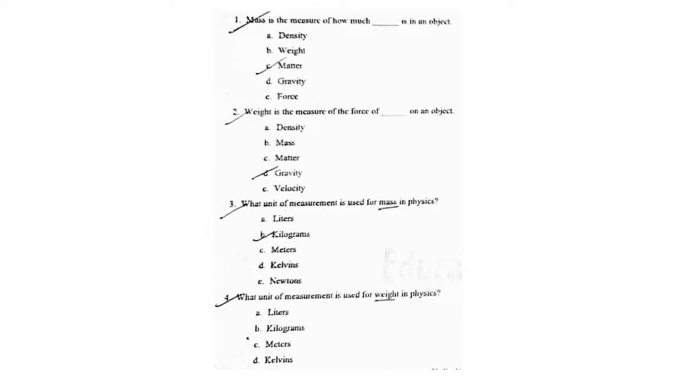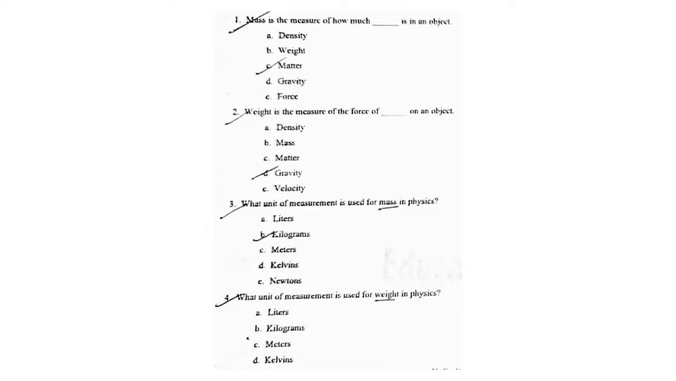Weight is basically a force, mass is basically mass, right? Weight is a measure of the force with which gravity acts on the body. So the answer is D here. Weight is a measure of the force of density on an object? No. Weight is a measure of force of mass on an object? No. So you can understand that the other options are not fitting at all. Gravity is the thing here. Always remember, weight is related to gravity. Let's go with the third question here.